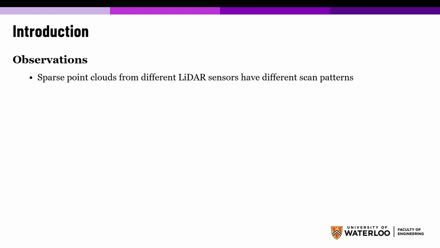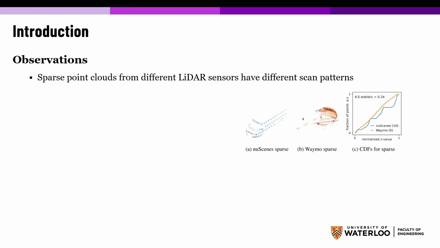Our method is based on a key observation that sparse point clouds collected using different LiDAR sensors have very different scanline patterns. For example, when looking at a sparse point cloud from the nuScenes dataset, which is collected using a 32-beam LiDAR, and comparing that to a Waymo point cloud collected using a 64-beam LiDAR, we can see a very large visual difference. More importantly, when we look at the Z component by plotting the CDF of the Z location for each point, we can see the distribution between the nuScenes point cloud and the Waymo point cloud is very different.